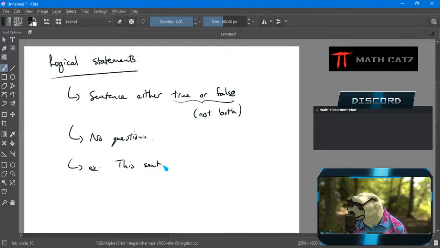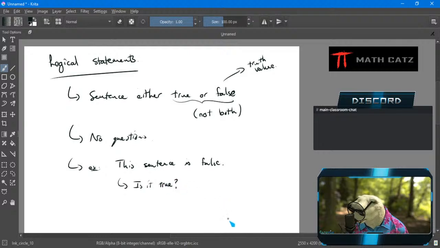this sentence is false. That's a sentence. What is its, what we call, truth value? Can it be true? So let's look at this sentence. Is it true? I can't write apparently. Can the sentence be true? What do you think?